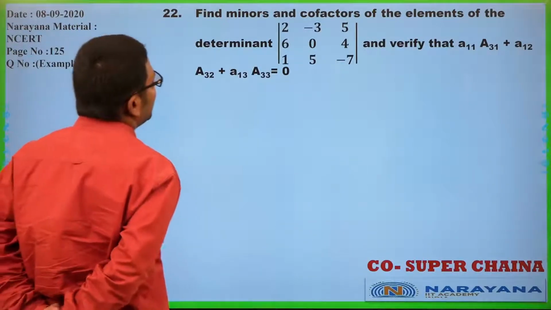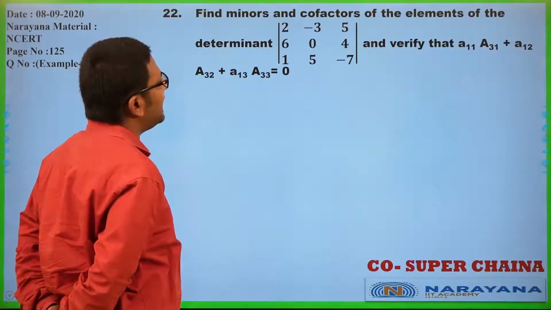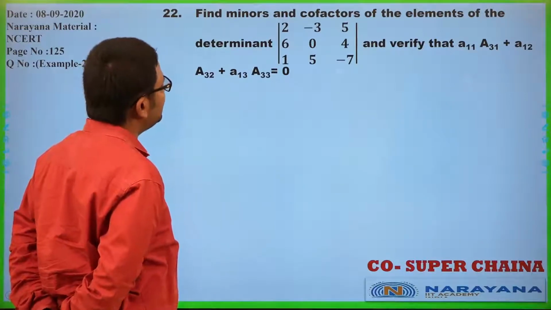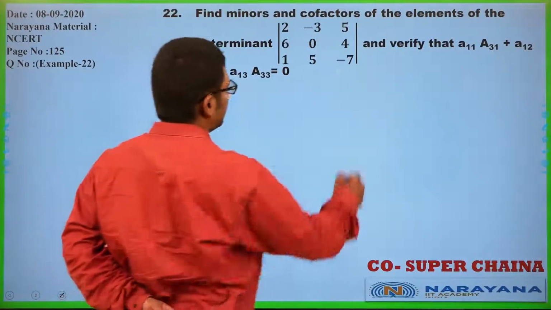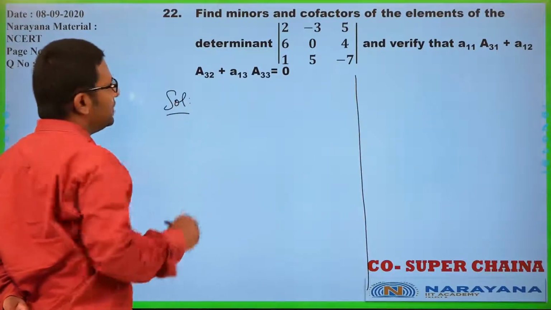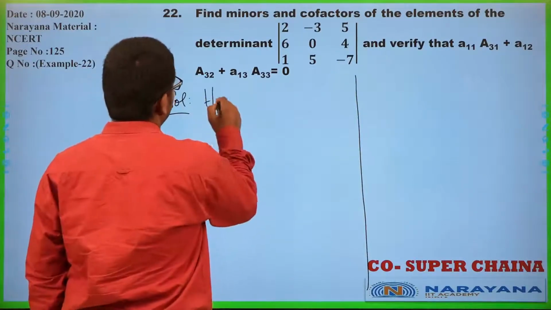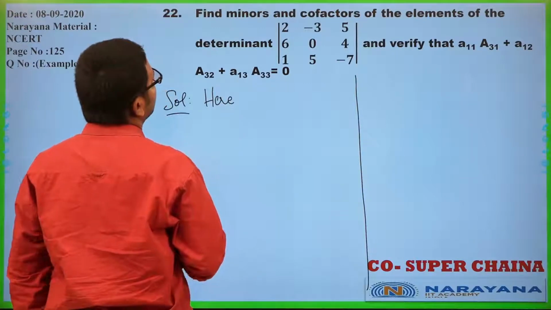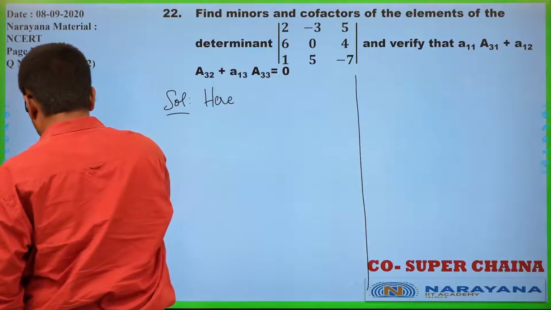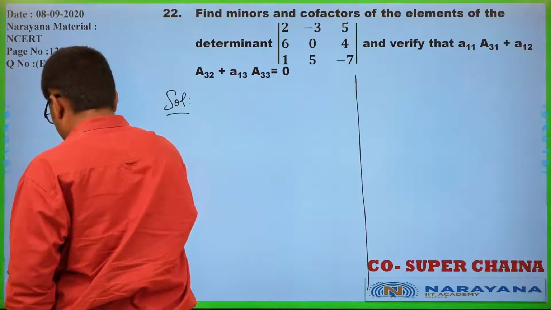Find the minors and cofactors of the elements of the given determinant, and verify that A11 capital A31 plus A12 capital A32 plus A13 capital A33 equal to 0. Okay, so they are asking us to verify the property that we wrote in one of the earlier questions. Alright. So we have to actually find the minors and cofactors of all the elements, right?